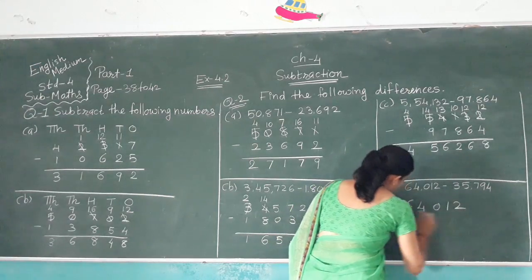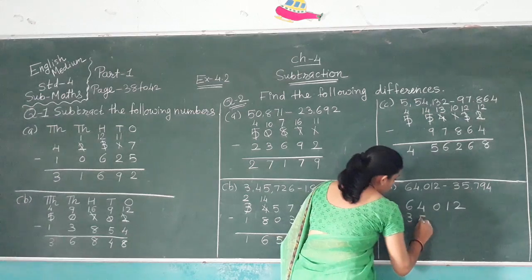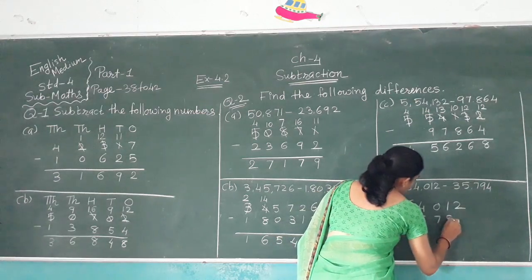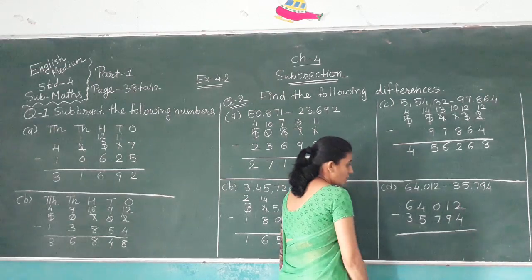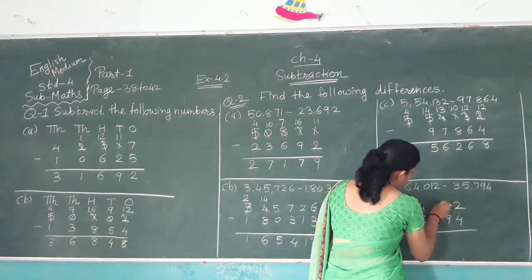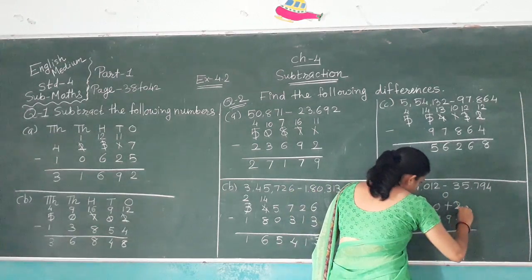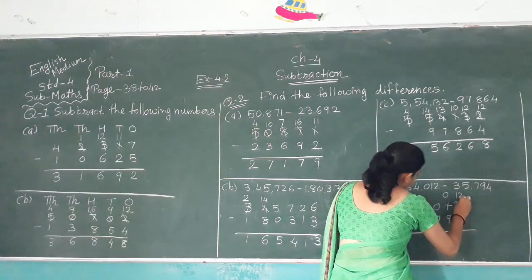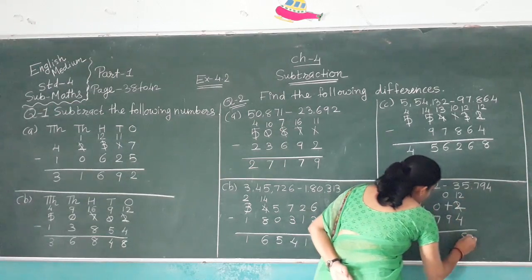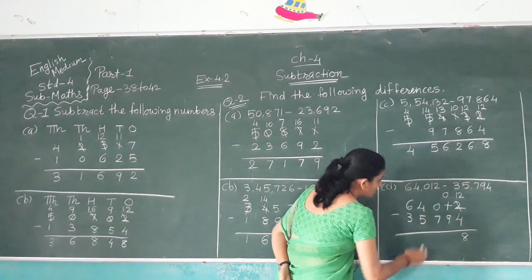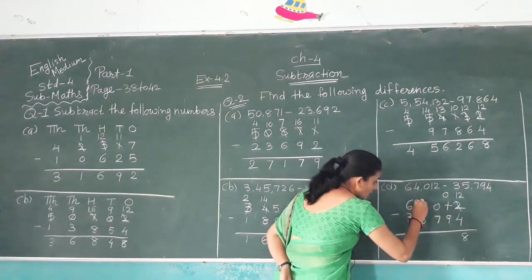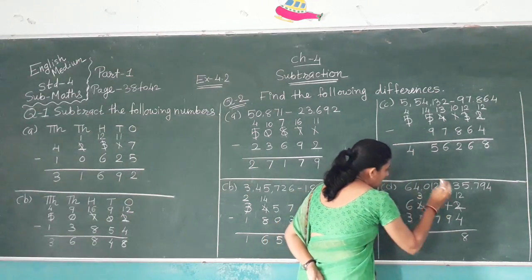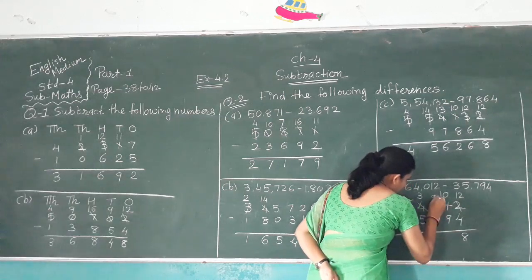64,012 minus 35,794. 2 minus 4, not possible. Cut 1, 0 right there. Here cut 2, right here 2, 12. 12 minus 4, 8. 0 minus 9, it is not possible. But here also 0. So take it, borrow from another number. Cut here 4, right here 3, 10 and here 9.